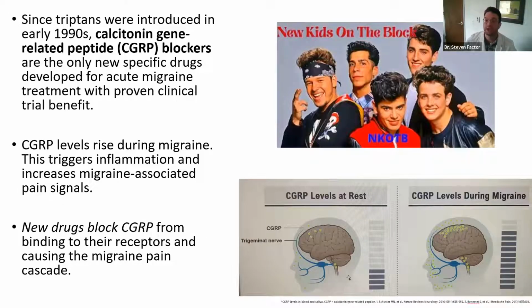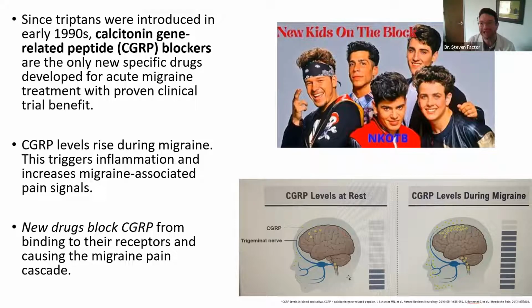So we need a new kid on the block, and we got one a few years ago. But the beauty of these new calcitonin gene-related peptide blockers was that they're the only new specific drug for acute migraine treatment with proven clinical benefit that actually alters the migraine treatment pathway. You've got opioids, for example, that just treat pain generally. They don't actually affect the migraine pathway effectively, right?